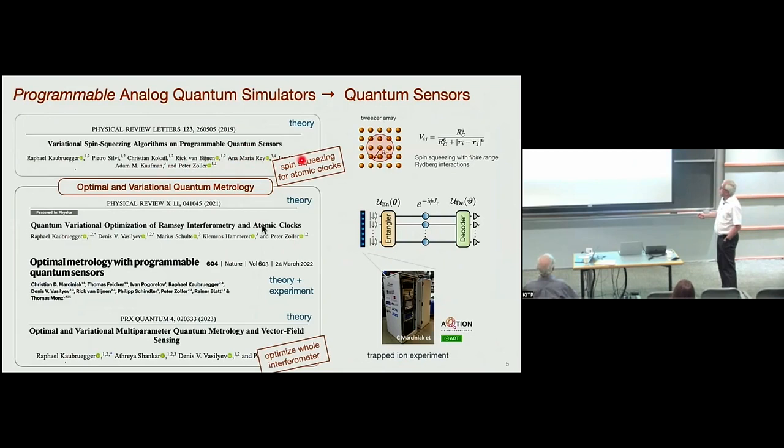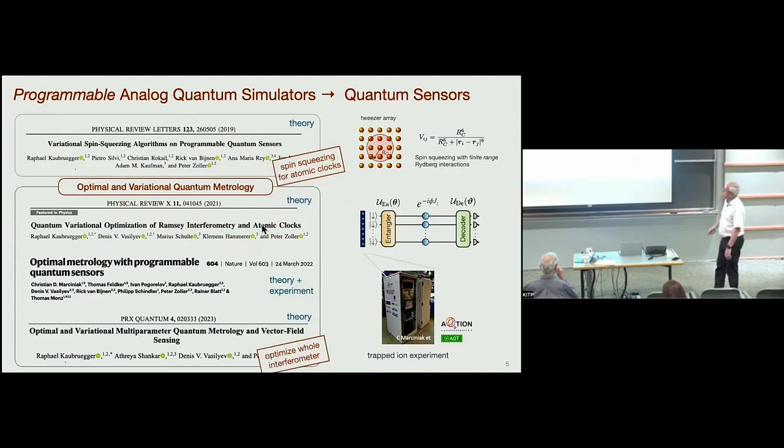Can we nonetheless get squeezing? Anna Maria had her ideas along these lines, and then we wrote a series of papers. Then we realized what we should do with variational algorithms is not only optimize particular states like squeezed states, which is what the game usually is at the moment, but actually the whole quantum metrological sequence, which in the case over here was really a Ramsey interferometry.